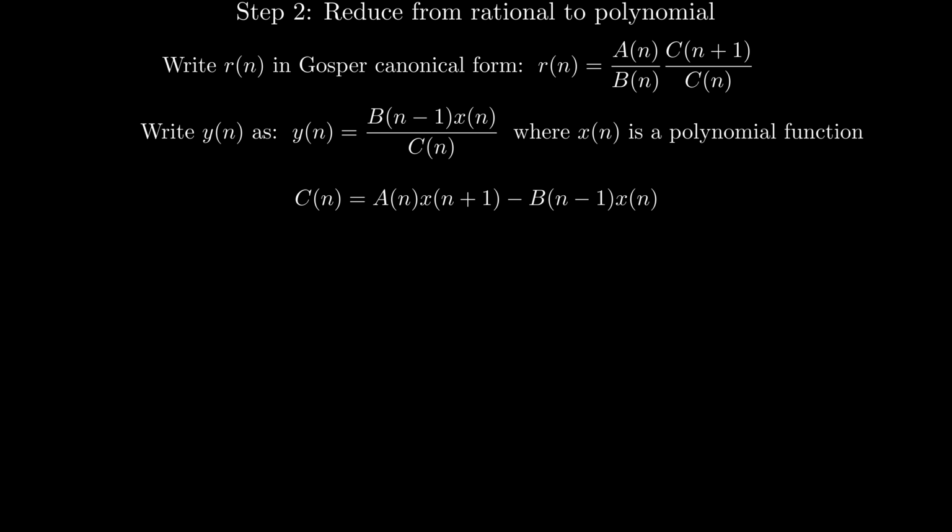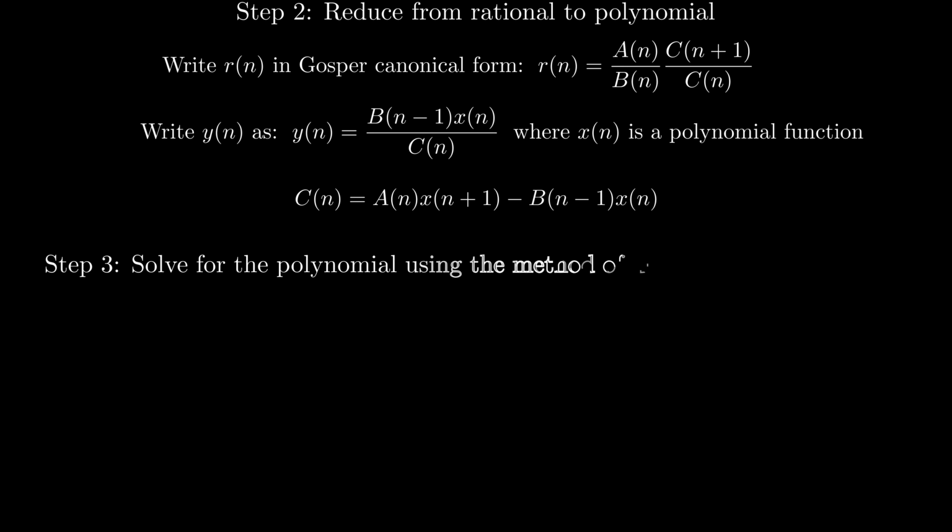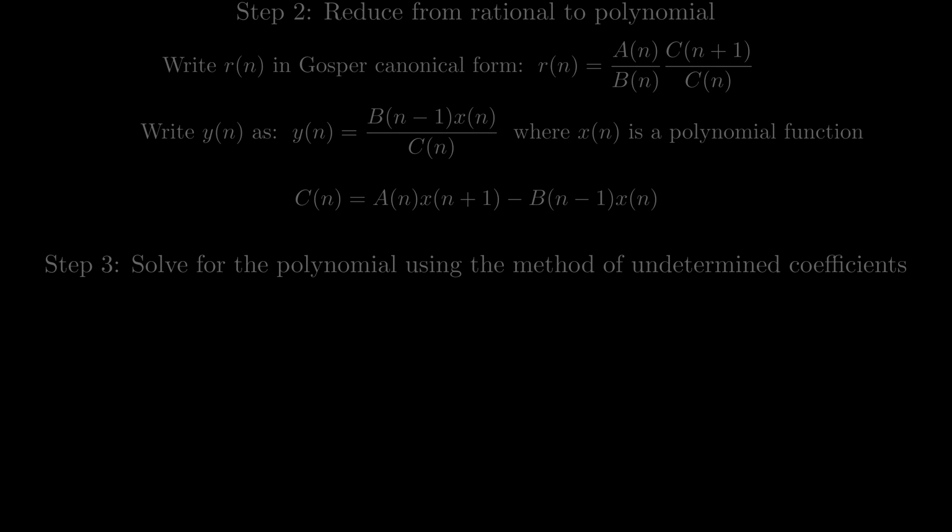Okay, beautiful. We are now able to turn a problem where we were solving for hypergeometric solutions into one where we solve for rational solutions, and then into one where we solve for polynomial solutions. The last step is to solve the polynomial recurrence using what is called the method of undetermined coefficients. Let's take a look at an explicit example to see what this looks like.